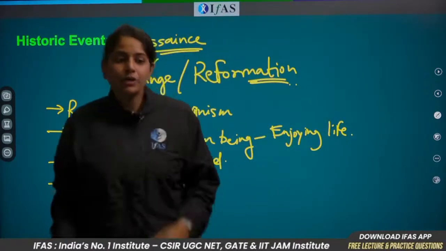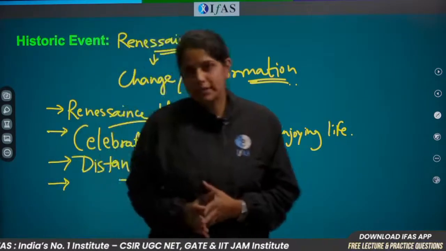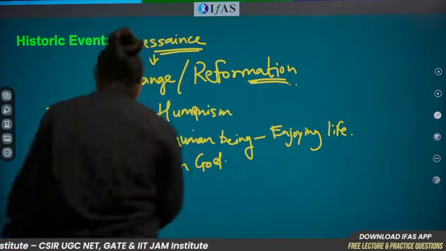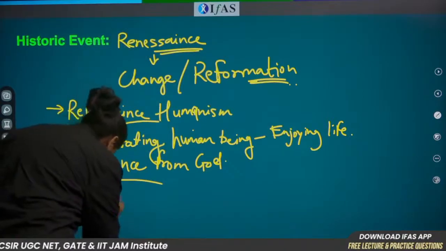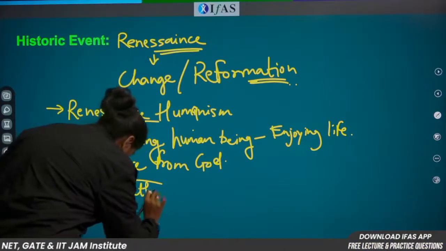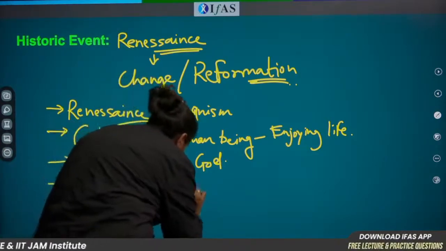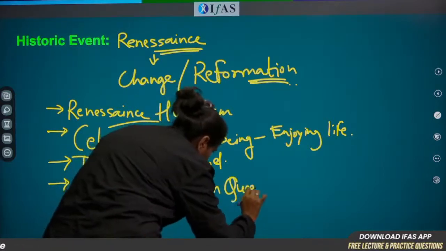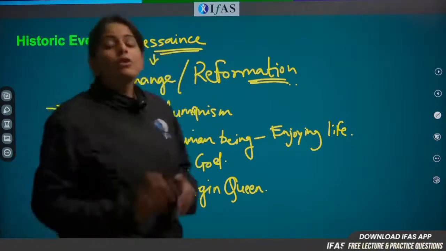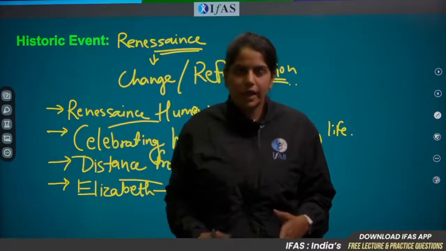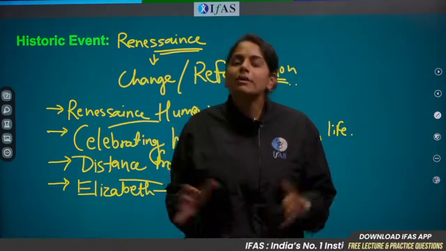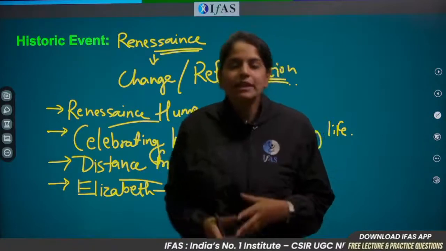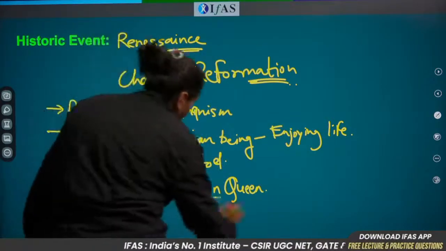Another important thing you should remember about Elizabeth. Okay, so Elizabeth was the Virgin Queen. Elizabeth was called the Virgin Queen. What is the meaning of Virgin Queen? Why was she called the Virgin Queen? Because she was not married to anyone. Okay, she was single and she did not marry or have any kind of physical relations with any man. Okay, so that is why she is called the Virgin Queen.